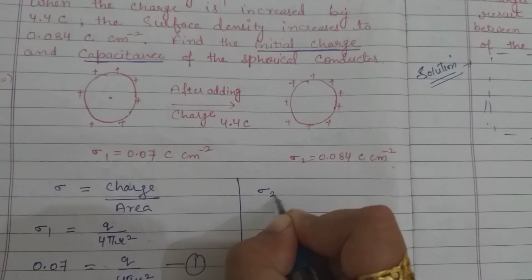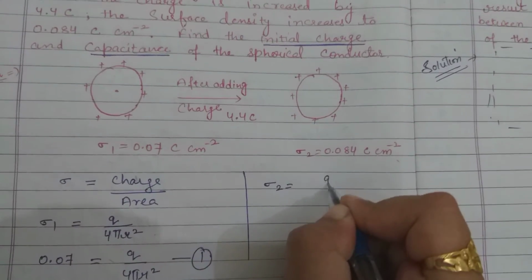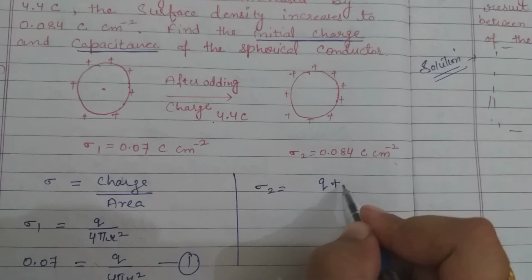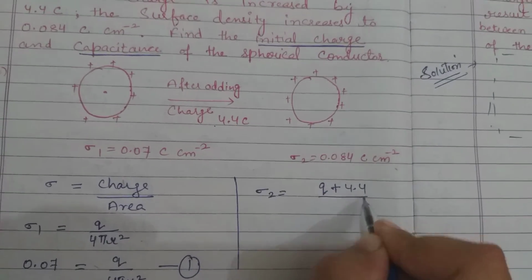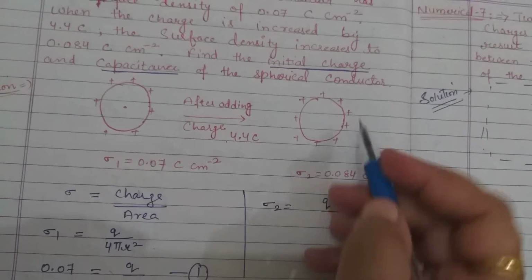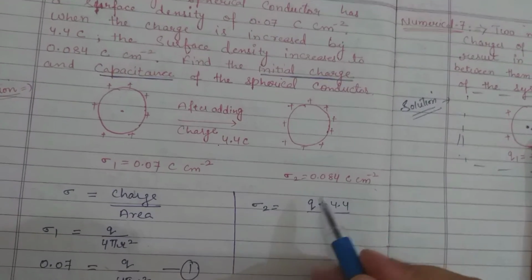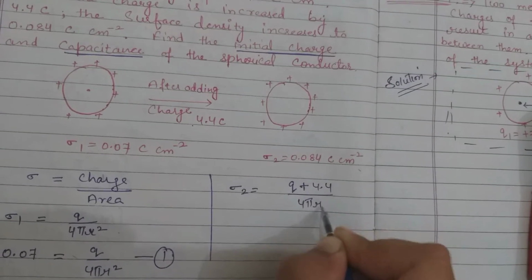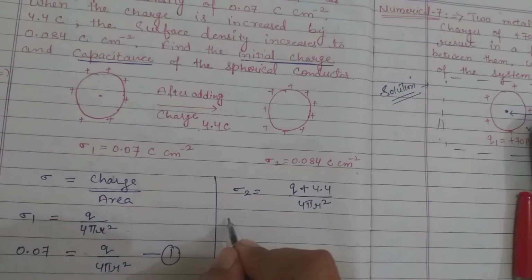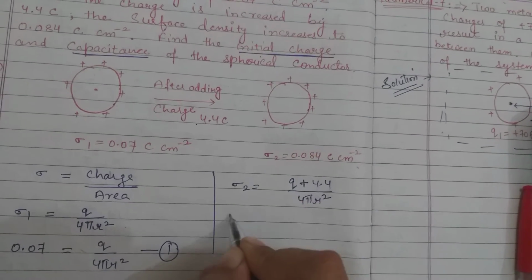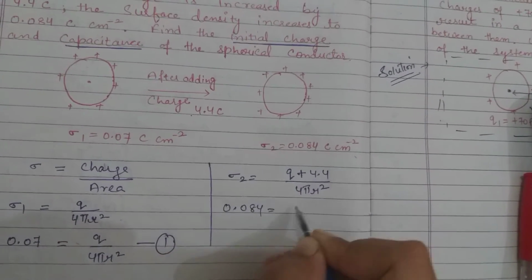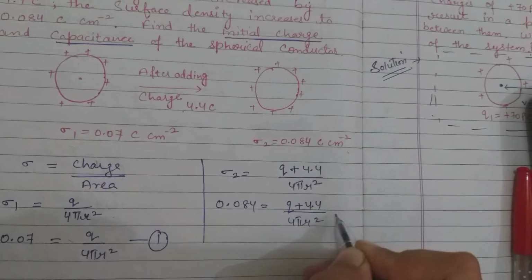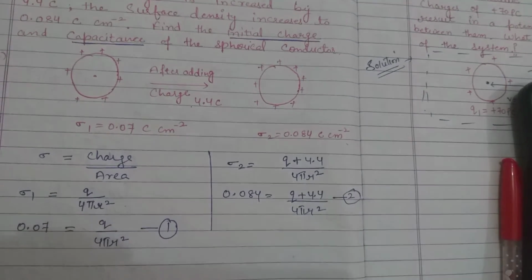Similarly, the formula for sigma 2, the surface charge density: charge increased by 4.4, so the net charge becomes 4.4 plus q upon, and the surface area should be same, and the formula for this is 4 pi r square. Density is given to us 0.084 is equal to q plus 4.4 upon 4 pi r square. Give this equation number 2.